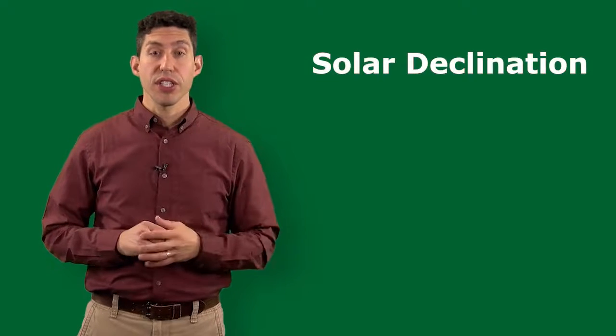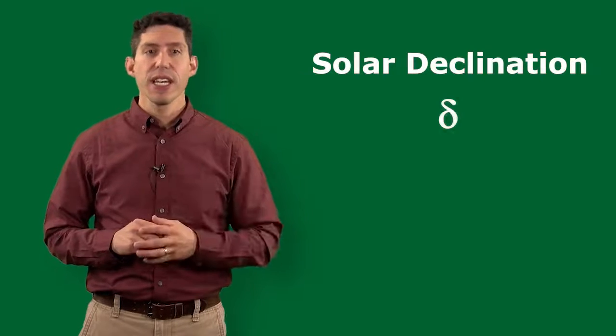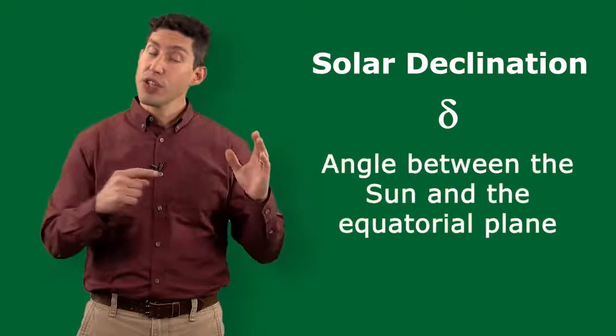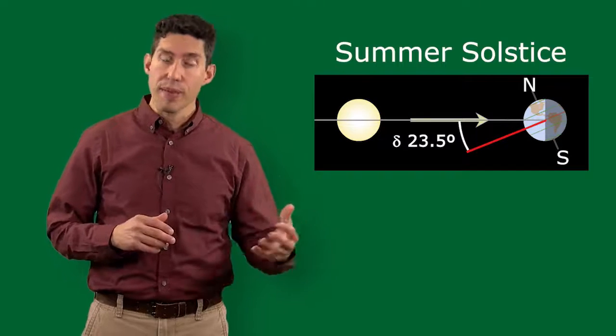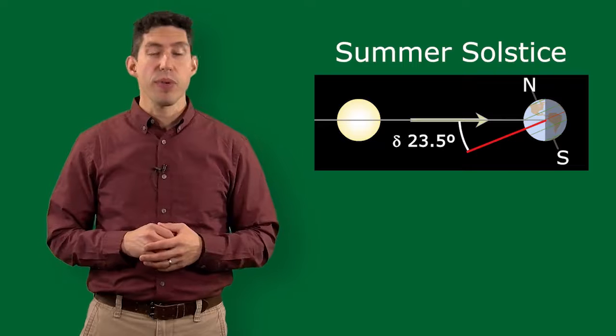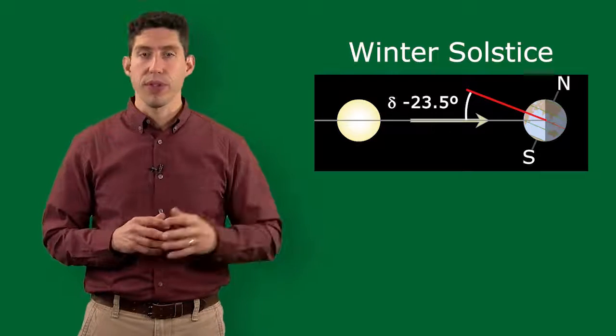Well, we can numerically define the tilt of the Earth using a new term called solar declination. Solar declination, which is also shown by the lowercase Greek letter delta, is defined as the angle between the Sun's direction and the equator, known as the equatorial plane. By using the equatorial plane as a point of reference, the solar declination at the summer solstice in the northern hemisphere is positive 23.5 degrees. In the winter, it's negative 23.5 degrees.